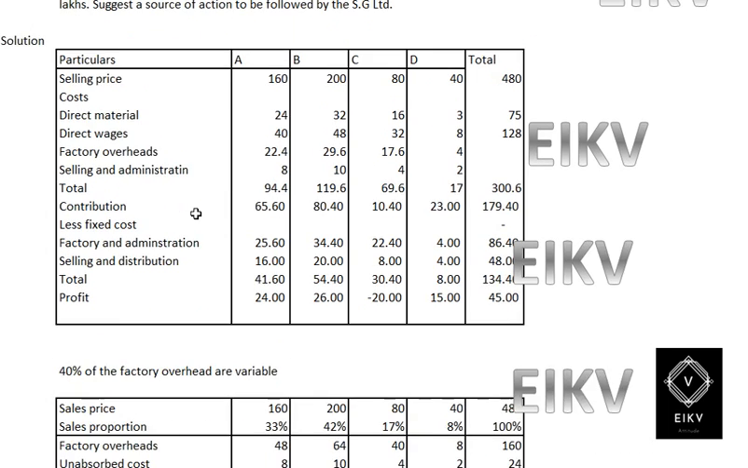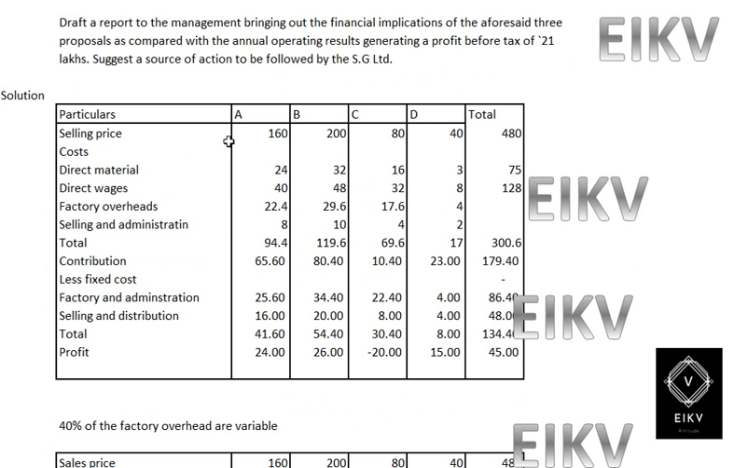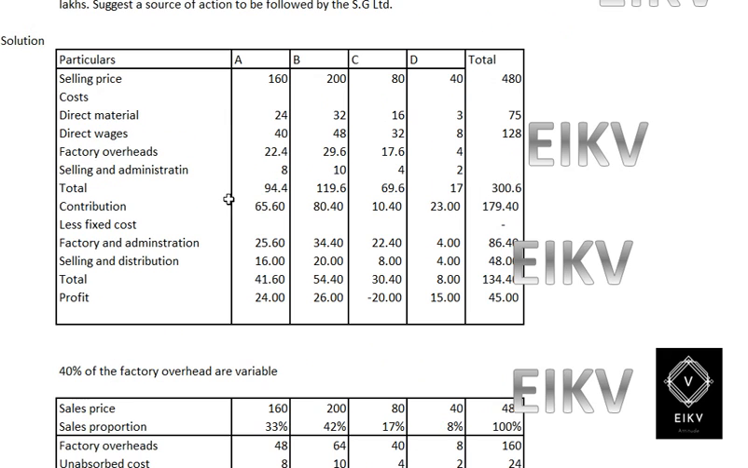Okay, then we can go ahead with the solution. So selling price has been mentioned directly in the illustration. Then we have direct material and direct wages. Then we have computed the factory overhead. Factory overhead explanation I have already given, so you can just take that figure and place it over here. Then selling and distribution, as I have already explained. Finally, you will get the total cost.